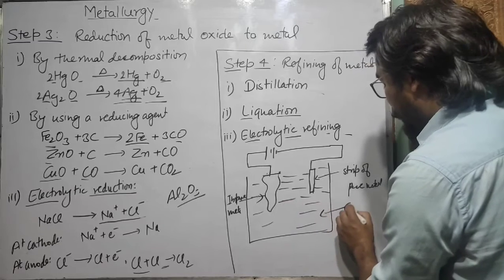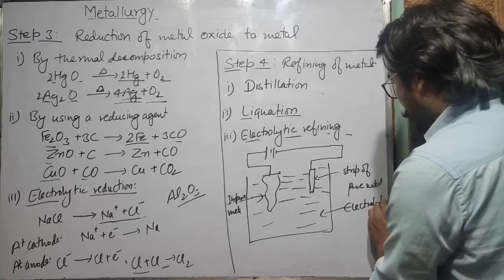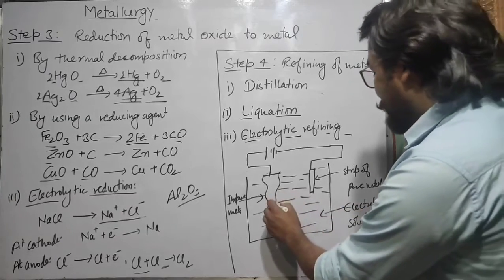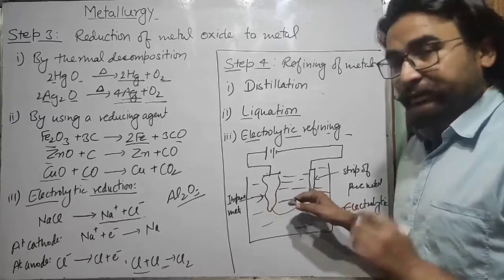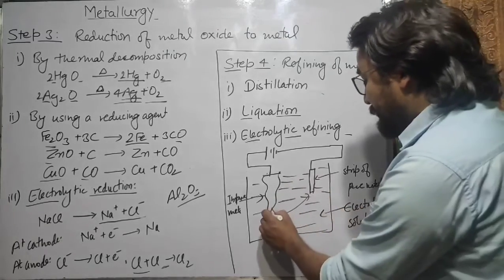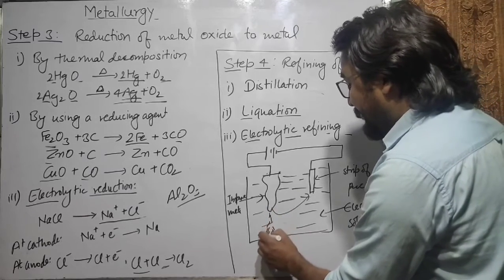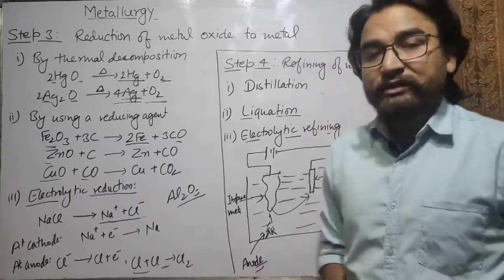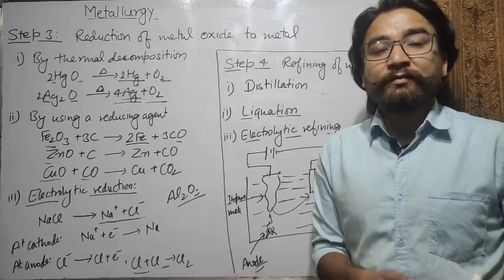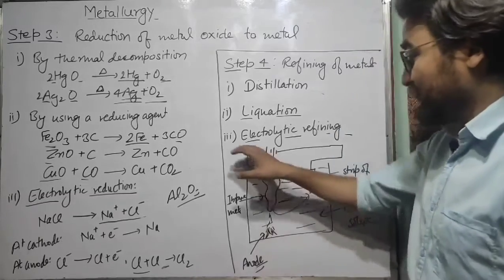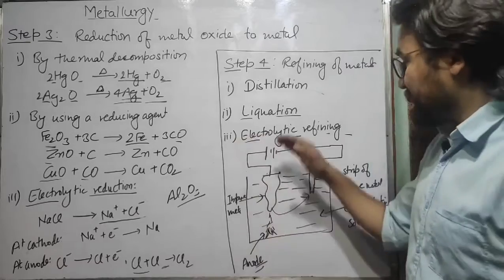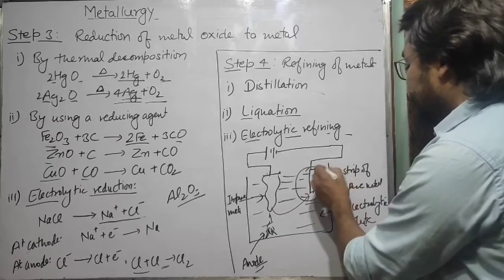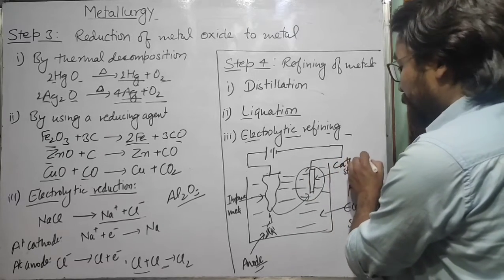So suppose this is your electrolytic solution. What happens in this process? The metal ions will migrate towards the cathode and get deposited on the cathode, while the impurities or the gangue particles will deposit at the bottom, and this impurity is known as anode mud. We have already discussed this process in the previous chapter, that is electrolysis. So this was one of the applications of electrolysis, refining of metal. In this process we can easily get pure metal at the cathode. This is cathode, this is anode.